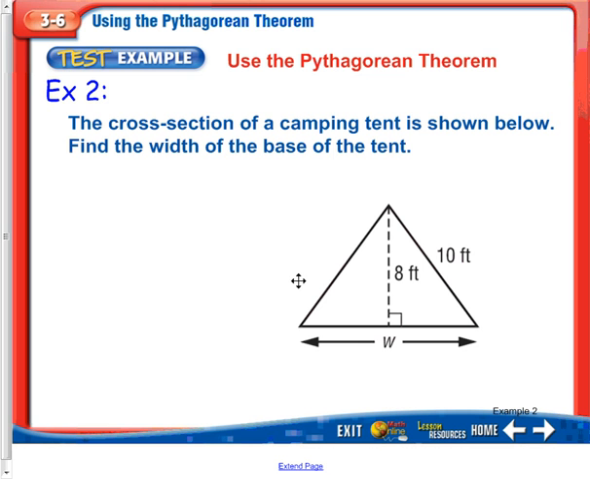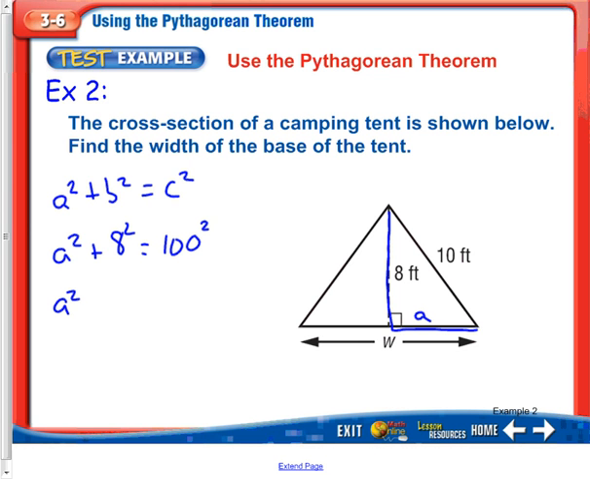Example number 2, the cross section of a camping tent is shown below. Find the width of the base of the tent. So we want to find this whole width right here. Well, as you can see here, we have a triangle right here. So we want to know what this is right here, this a. And eventually we want to know what the width is. So for starters, I'm going to say a squared plus b squared equals c squared. And then I don't know what a is, so I'm going to leave it as a squared plus 8 squared, because 8 is right here, it is a leg, and that equals 100 squared.